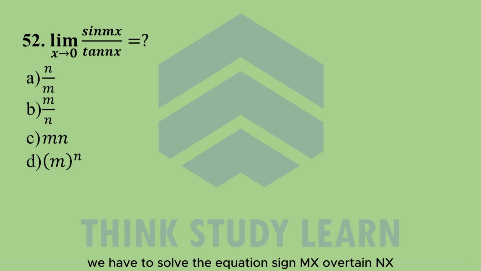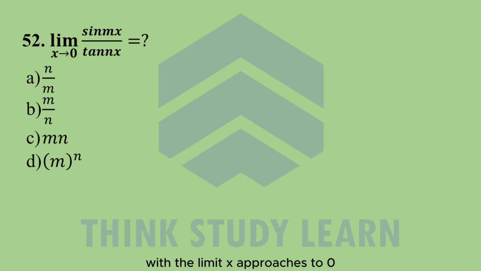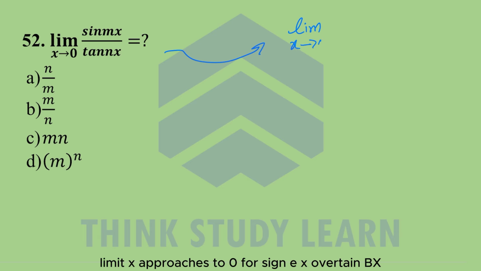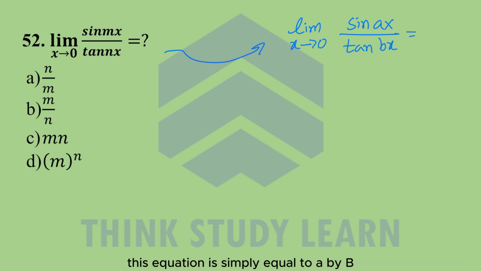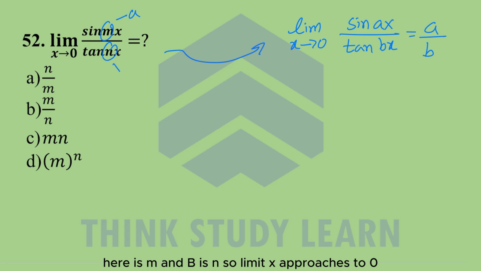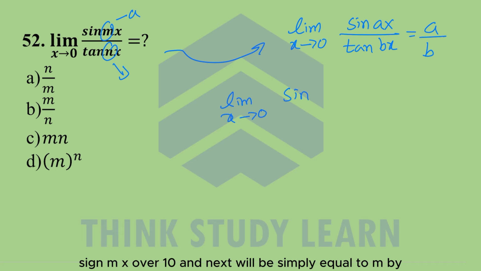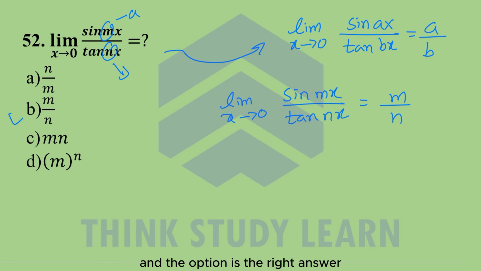In the next question, we have to solve the limit as x approaches 0 of sine mx over tan nx. We can use the theorem which states that the limit as x approaches 0 of sine ax over tan bx is simply equal to a by b. Here a is m and b is n. So the limit as x approaches 0 of sine mx over tan nx will be simply equal to m by n. B option is the right answer.